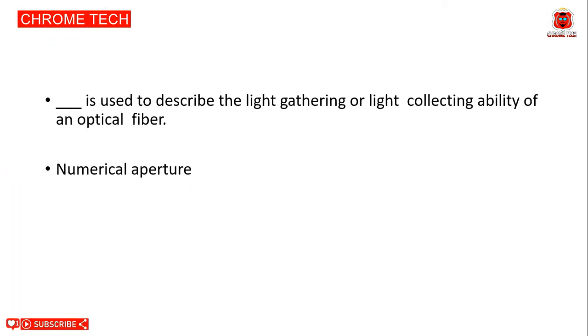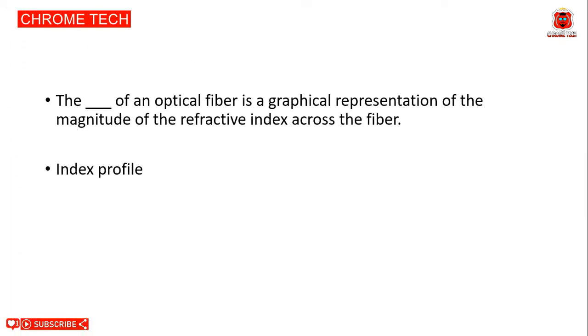Dash is used to describe the light gathering or light collecting ability of an optical fiber. Numerical aperture is the correct answer. Numerical aperture is used to describe the light gathering or light collecting ability of optical fiber. The dash of an optical fiber is a graphical representation of the magnitude of refractive index across the fiber. Index profile is the correct answer.